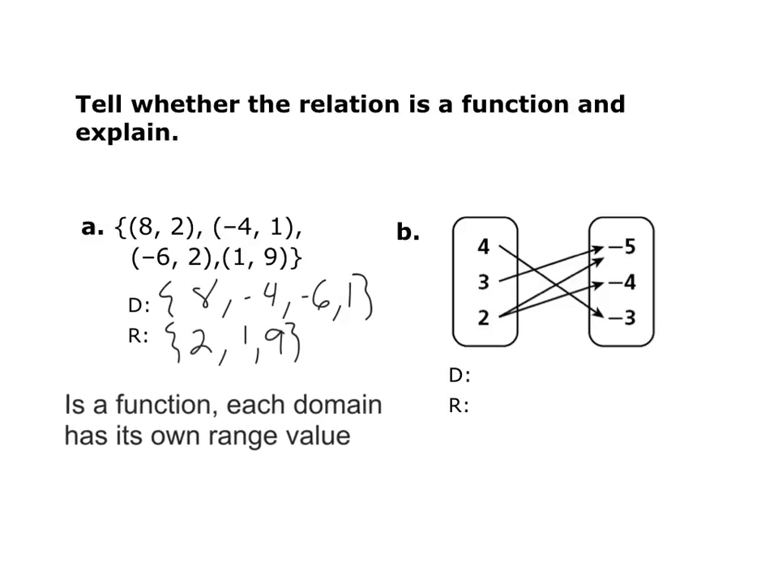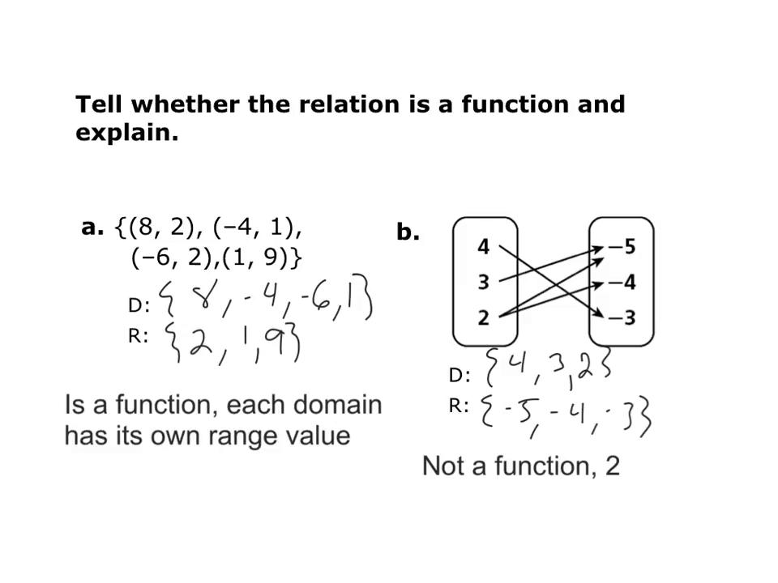Okay, on our next one, our domain is going to be 4, 3, and 2. Our range values are going to be -5, -4, and -3. But if we look here, we see those two arrows coming out of 2. So this one is not a function. 2 has 2 range values.